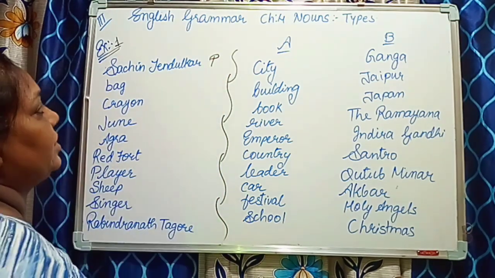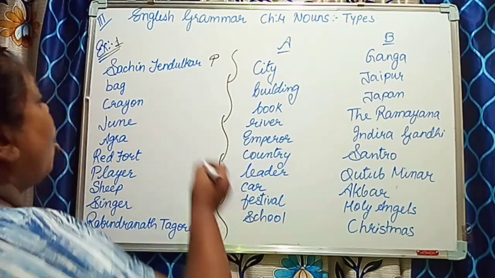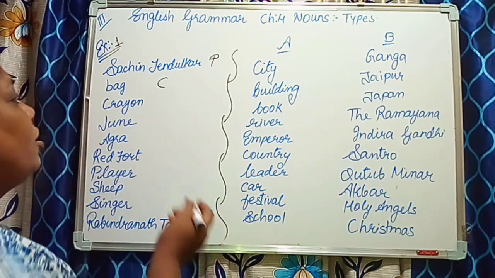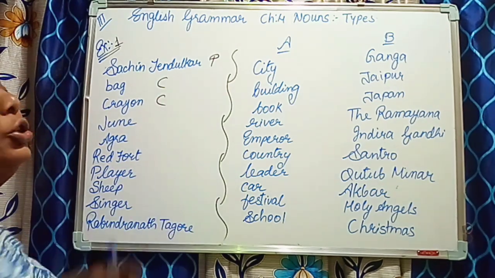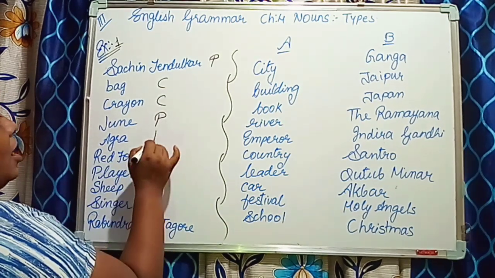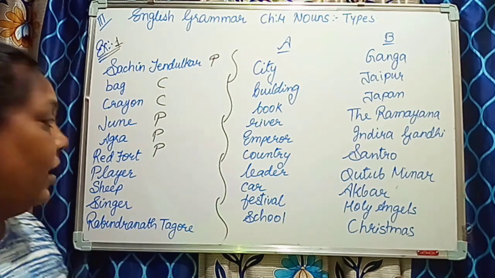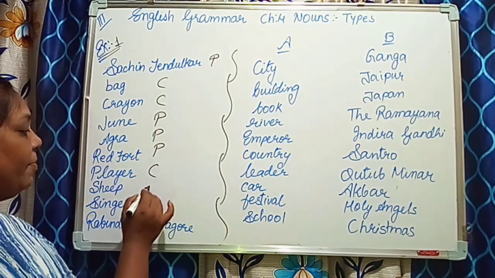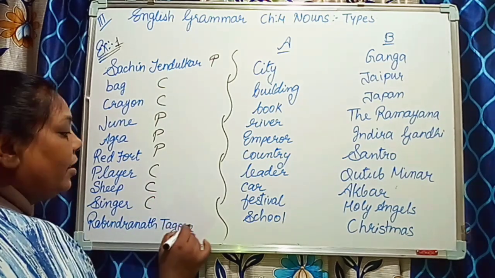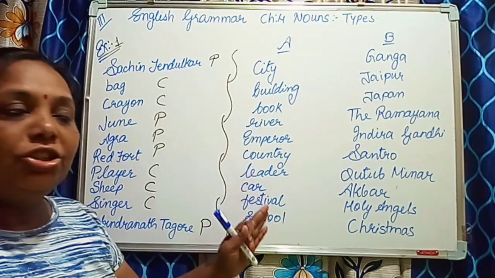Name of a person. Bag: is it a common noun or proper noun? Common noun. Crayon, common noun. June, proper noun. Agra, proper noun. Redford, proper noun. Player, common noun. Ship, common noun. Singer, common noun. Rabindranath Tagore, proper noun. Okay, this much you got.